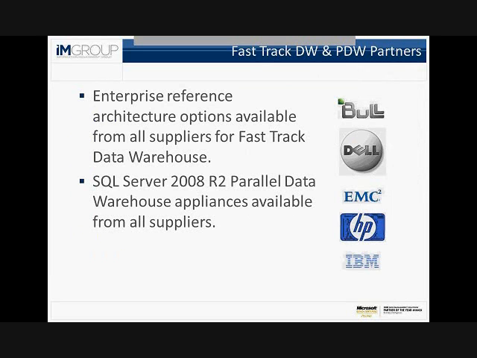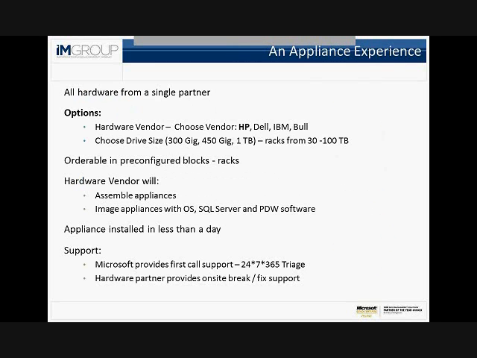The people who are involved in both the fast track data warehouse and the parallel data warehouse are Bull, Dell, EMC, HP, and IBM. From all these people, you can go out and buy a solution. The idea is that it's an appliance experience. You go straight to them and you say, I'd like to buy a parallel data warehouse appliance. You choose your vendor, choose what size of appliance that you're interested in, and there's different drive sizes and configurations depending on the capacity that you need. And that will obviously then dictate the number of racks that you'll purchase.